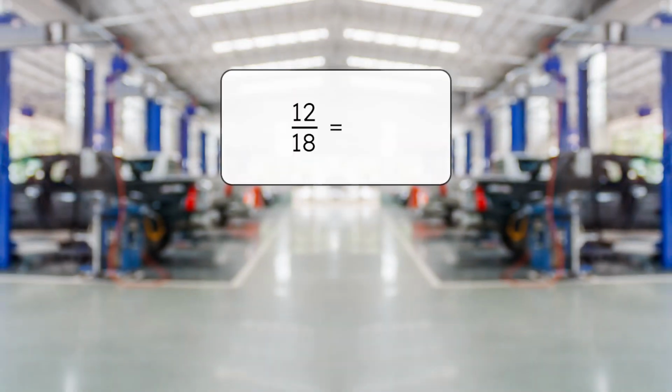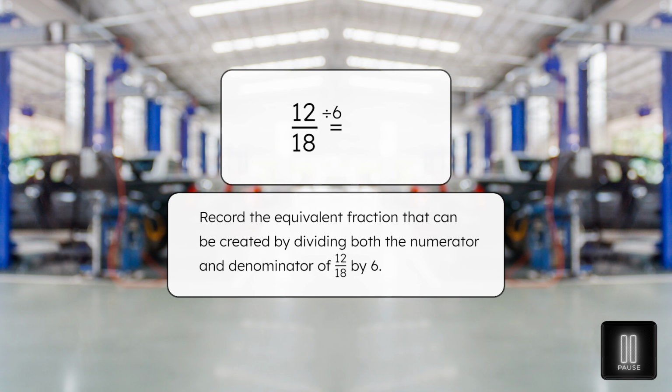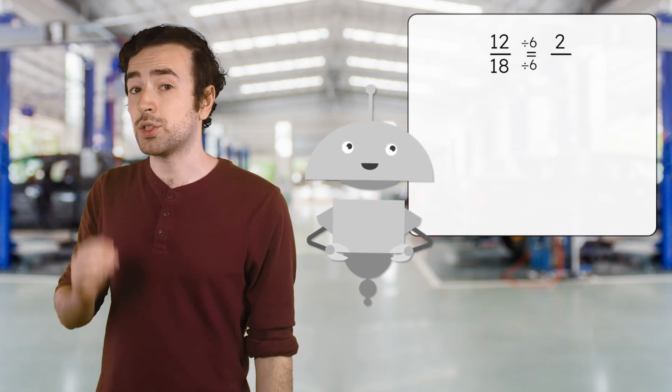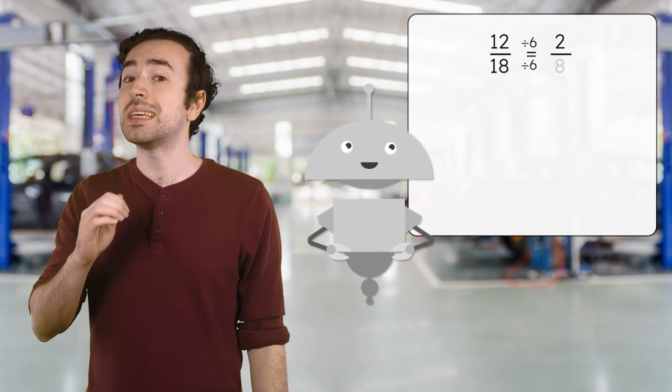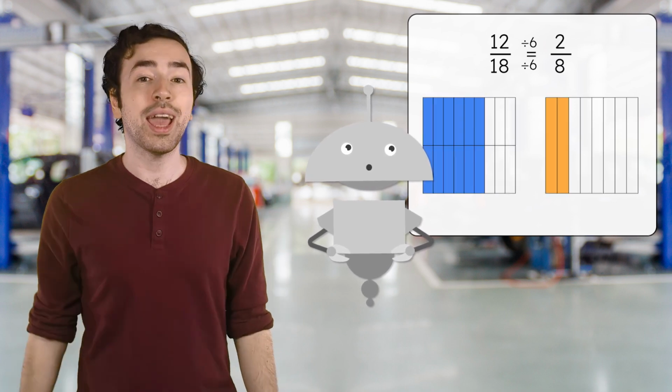Let's find out if there are other equivalent fractions to 12/18 using division. Besides 3, what else can both 12 and 18 be divided by? They're both divisible by 6. Pause here to record the equivalent fraction that can be created by dividing both the numerator and denominator of 12/18 by 6. 12 divided by 6 is 2, and 18 divided by 6 is 8. So an equivalent fraction to 12/18 would be 2/8.